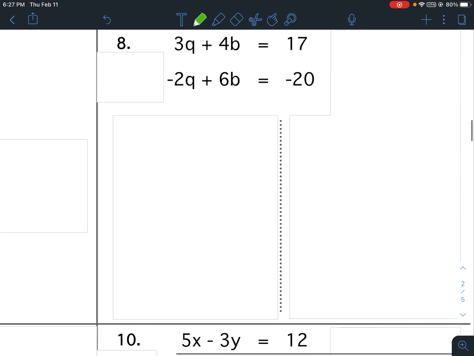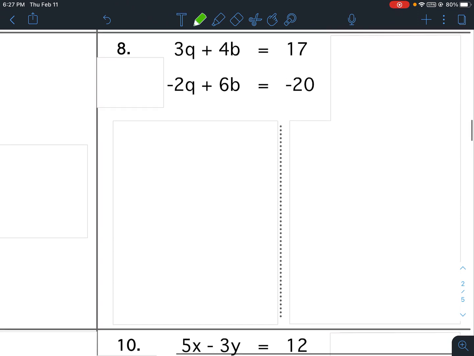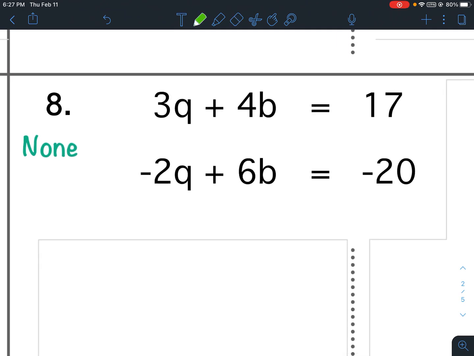Number 8. Number 8. Do I have opposites? No, I do not. Do I have identical terms? No, I do not. Do I have multiples? Well, 3 is not a multiple of 2, and 6 is not a multiple of 4. Therefore, it's none of the above. And when it's none of the above, that means we have to multiply both equations.